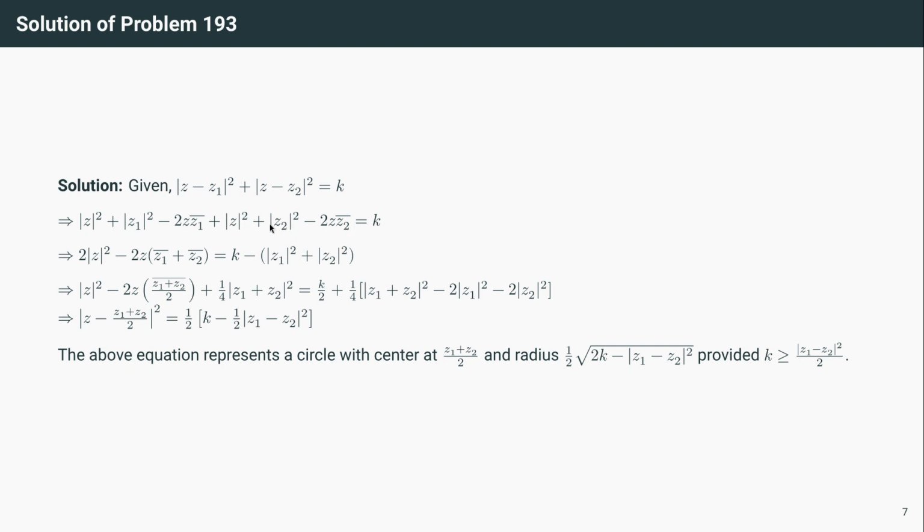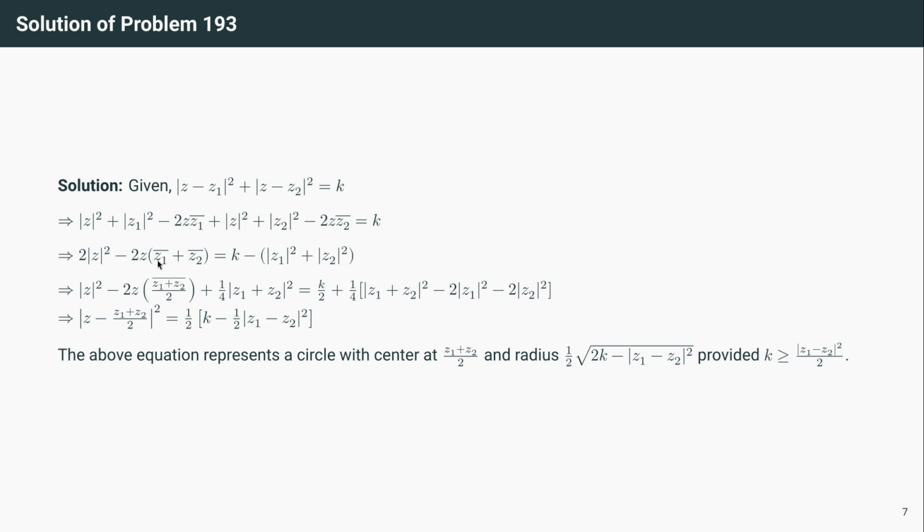Now we take this |z1|² and |z2|² and bring them to the right side. From the left hand side, we get 2|z|² minus, we take these two, take out 2z, and in the bracket we will have z1 bar plus z2 bar. On the right hand side, we will have k minus |z1|² minus |z2|². Then we want to make a perfect square for the left hand side, so we add 1 by 4 |z1 + z2|².